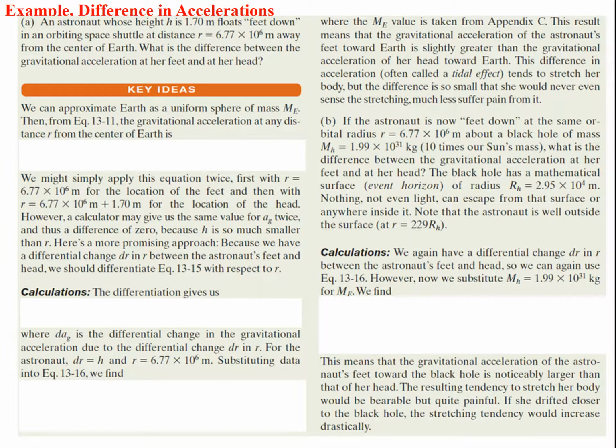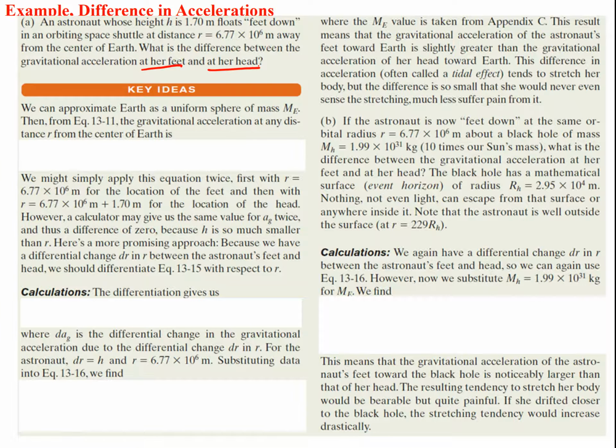All right, so let's go and do an example. We can look at whether these differences in acceleration are really relevant, and maybe where they are relevant. An astronaut whose height, h, is 1.7 meters, floats feet down in an orbiting space shuttle, a distance r equal to 6.77 times 10 to the 6th meters away from the center of the Earth. What is the difference between the gravitational acceleration at her feet and at her head?